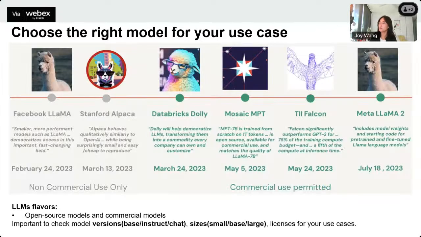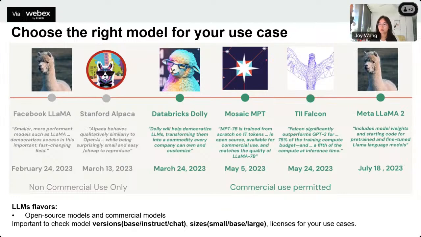Another important thing is choosing the right model for your use case. Basically, a common large language model release will come in different flavors. We have open source models that you can use for free, and we also have commercial models, such as the ChatGPT model, that you can only use for the inference service, and sometimes you may need to pay for the service. So it's important to check the different versions of the model, the different sizes, and the license for your use case.